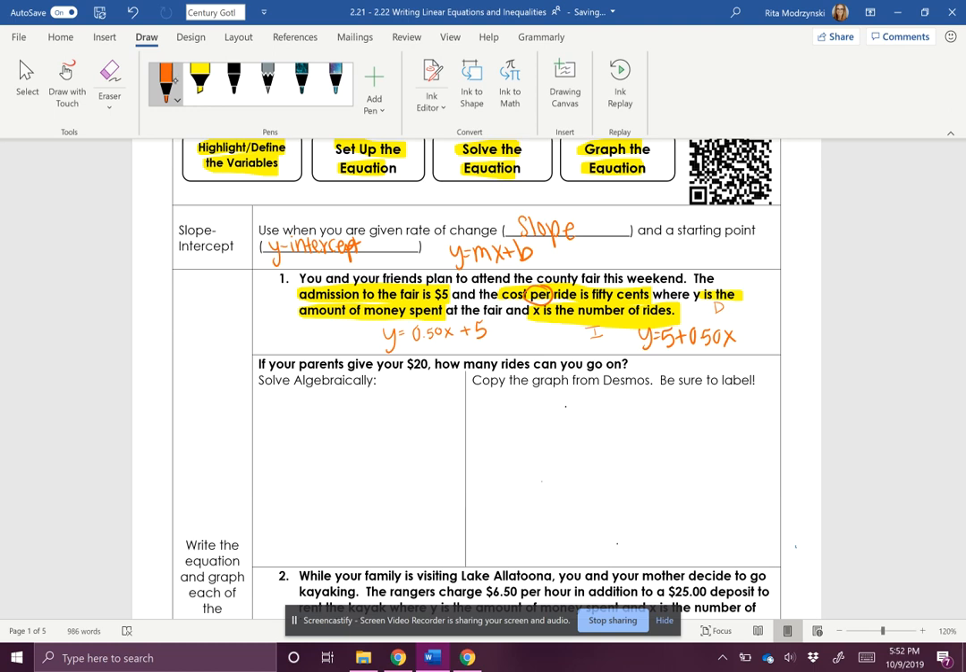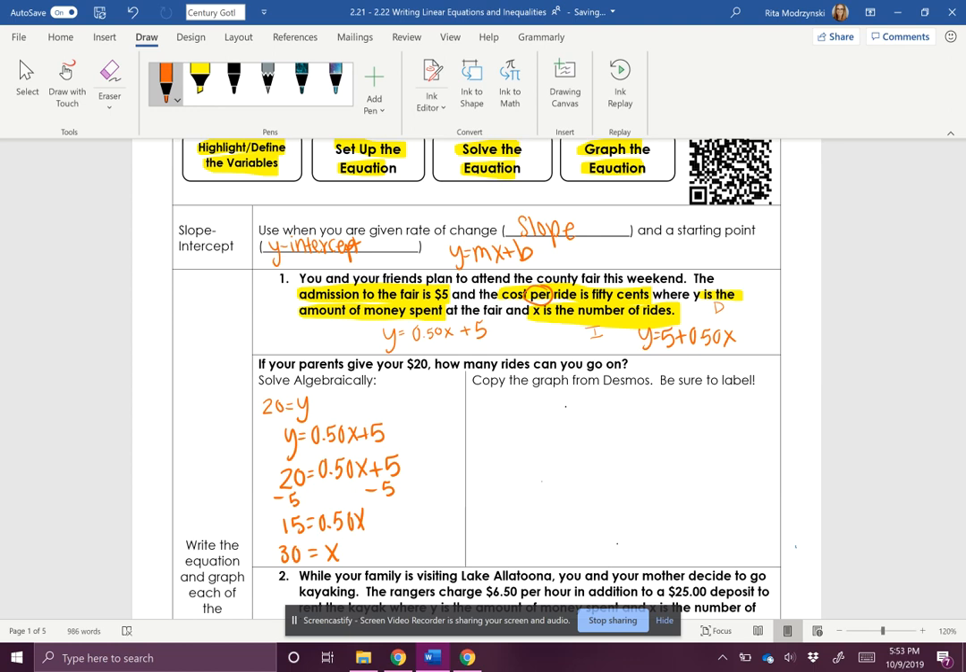Let's use our new equation to solve our first question. It says, if your parents give you $20, how many rides can you go on? Since we know that $20 is an amount of money that we spend, we know that 20 is going to represent y in our equation. So taking our equation of y equals 0.50x plus 5, I'm going to replace that y with a 20. We're basically doing substitution. So we have 20 equals 0.50x plus 5. From here, I subtract 5 on both sides, and I get 15 equals 0.50x. And I divide by a half on each side, and I get 30.